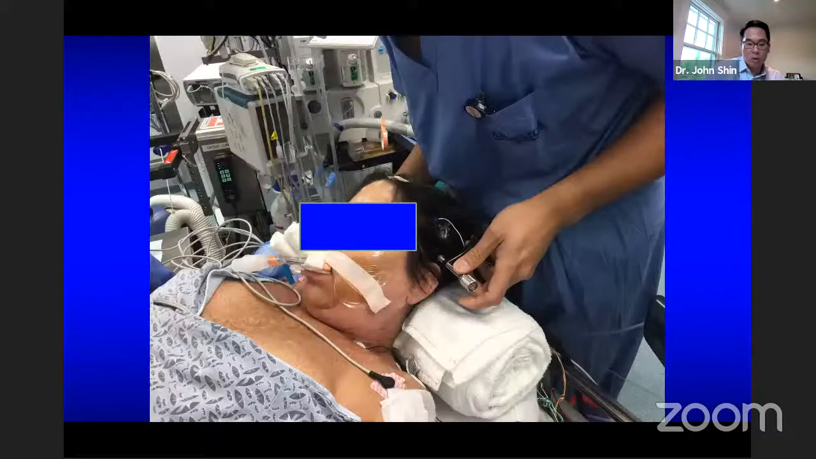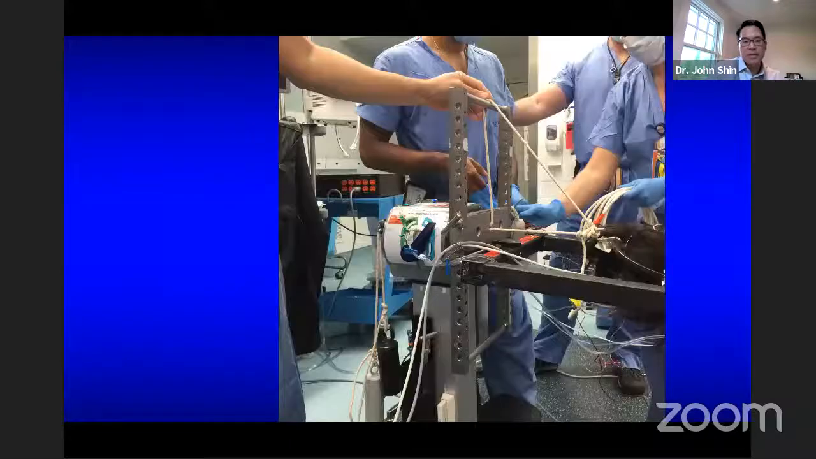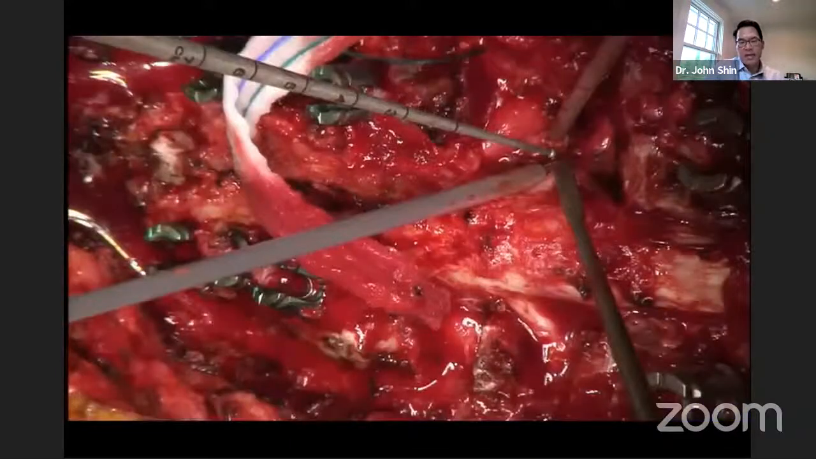And again, Gardner Wells tongs, prone Jackson table, bivector traction. And this is an image. So this is to the left is cranial, right is caudal. You can see the cervical instrumentation, thoracic instrumentation.